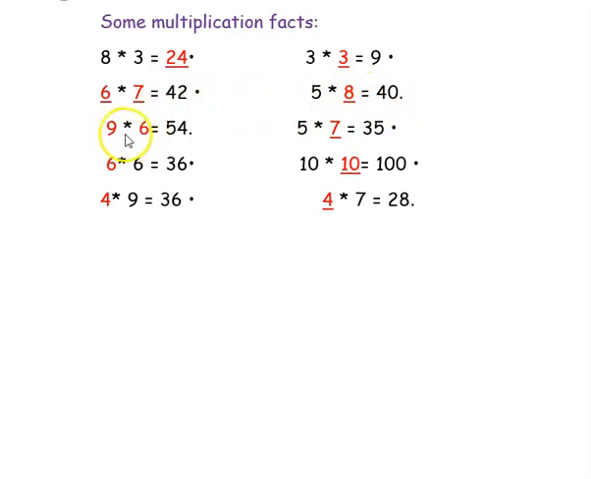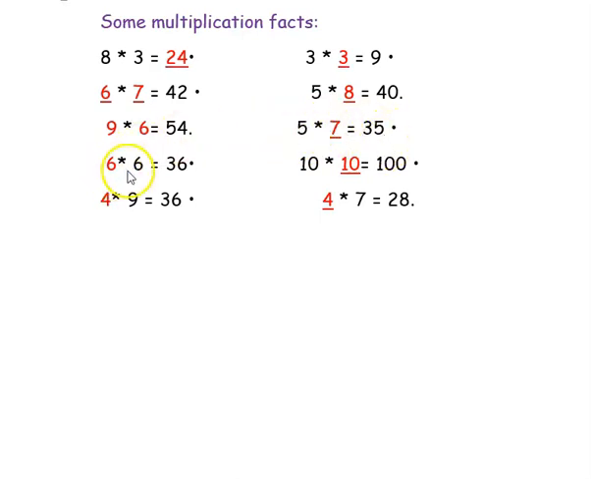Next question is dash into dash is equal to 54. So what number is repeated how many times will give you the answer 54. So you know that if 9 is repeated 6 times or if 6 is repeated 9 times, then you will get the answer as 54. So 9 into 6 is 54. The next question is 5 into dash is 35. So if 5 is repeated 7 times, then you will get 35. So 5 into 7 is 35.